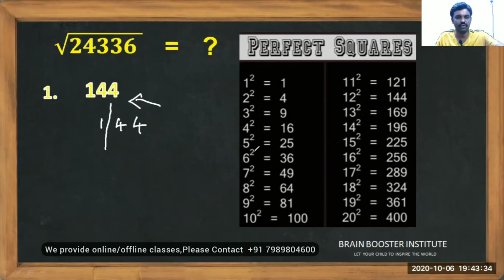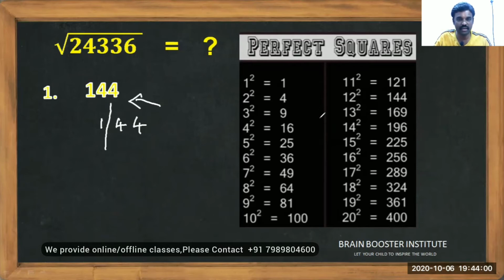Here we have divided into two parts, and let us take the first part. This is the first part, and this is the second part. The first part is 44. Let us take its unit digit. What is the unit digit here? 4. Again, come to our chart now.